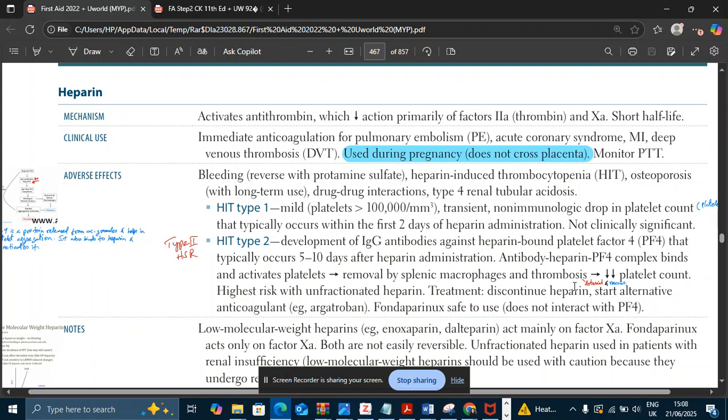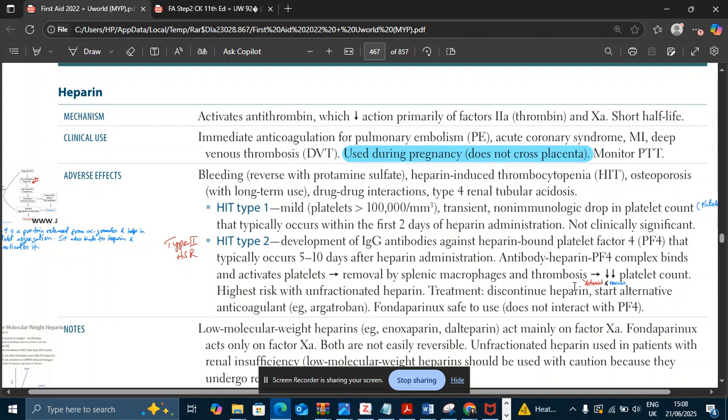Okay, now what is the best initial test for the diagnosis of HIT and what is the most accurate test? The best initial test to diagnose HIT is the platelet factor 4 antibody. We will look for that antibody. The most accurate test for the diagnosis of HIT is the serotonin release assay, which is the gold standard test. I have seen a question related to this. The most accurate test for HIT diagnosis is the serotonin release assay.